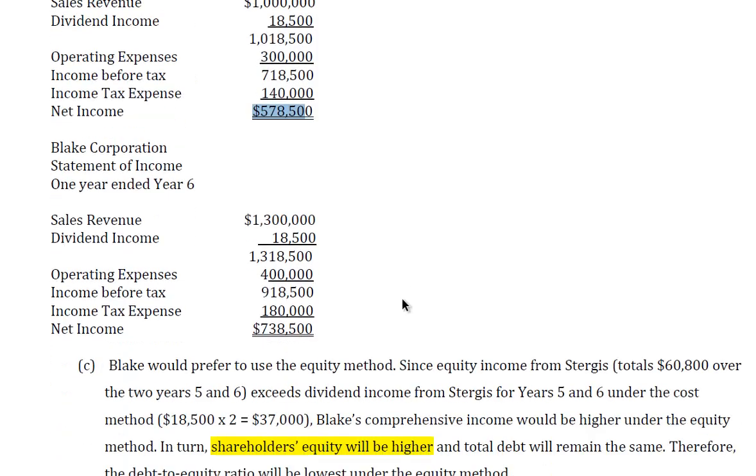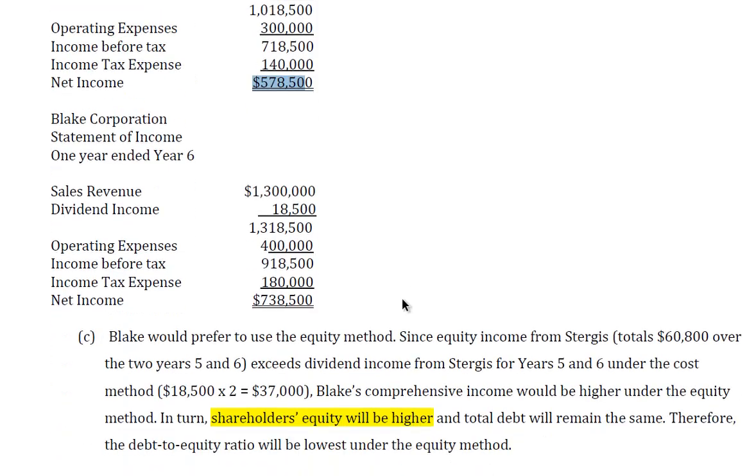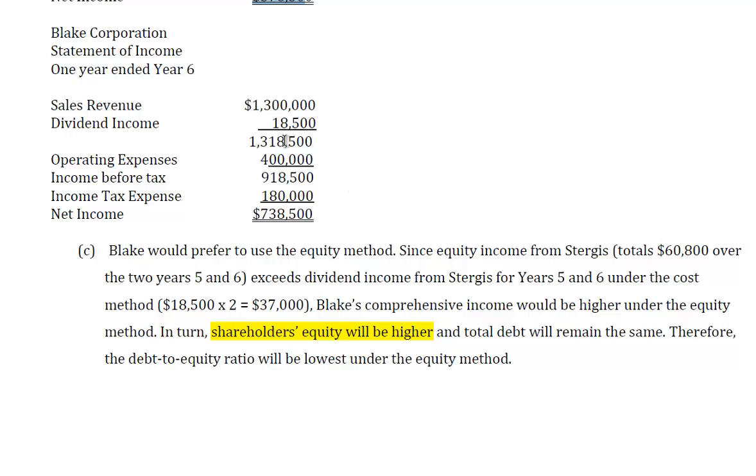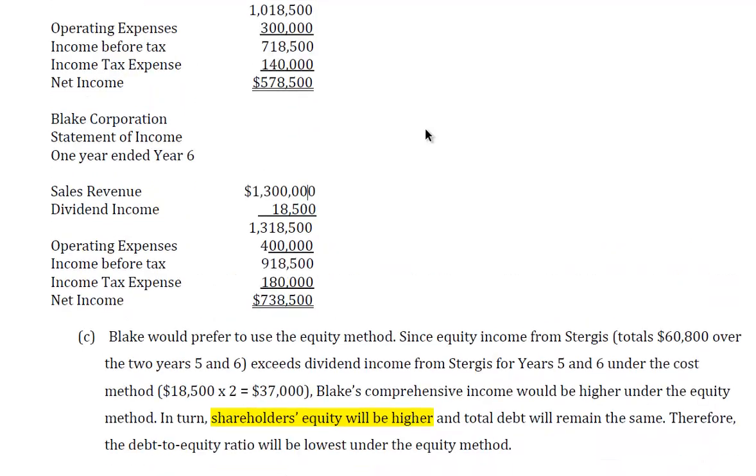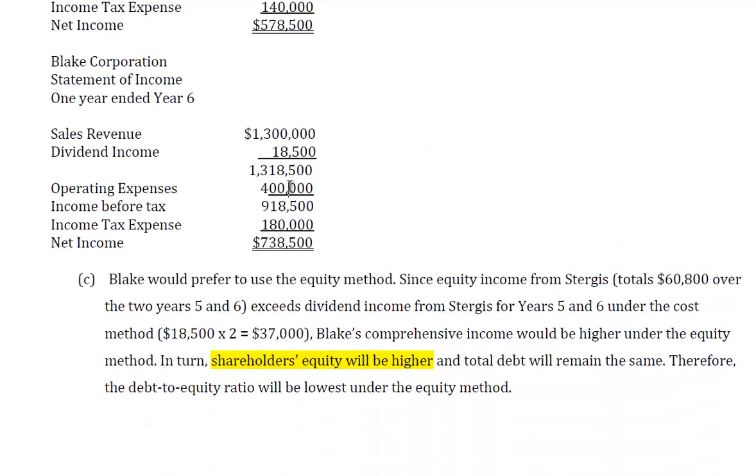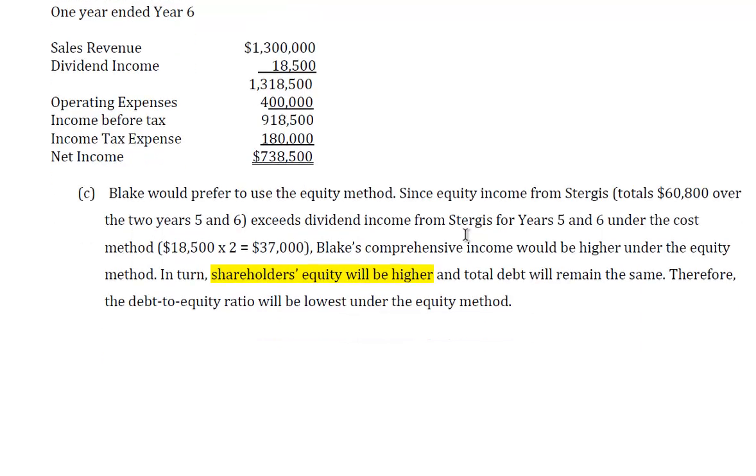Similarly here, when we look at the statement of income for year 6, we do the same thing. We add the dividend income that we booked in year 6 to the sales revenue that Blake had, which was in this case $1.3 million, deduct the operating expenses and income tax expense that they booked, and that gives us $738,500. Now, the last part of the question says, if Blake preferred or wanted to show the lowest debt to equity ratio, which method would they choose?